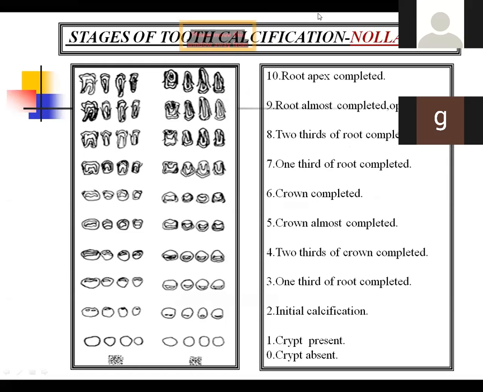Similarly, there is a tooth calcification method which is used for determining skeletal age. This is Nolla's classification. When you see an OPG radiograph, you look at the lower canine. You see these stages: absence of crypt, where there is nothing present, and then a crypt present. An empty hollow circle is seen as a radiolucency on the OPG.